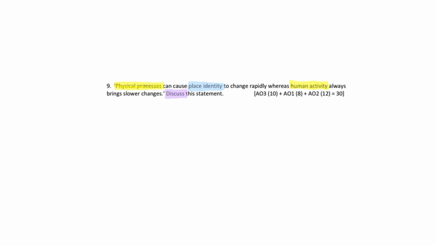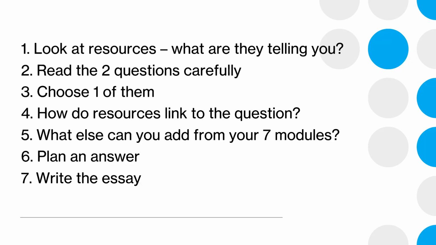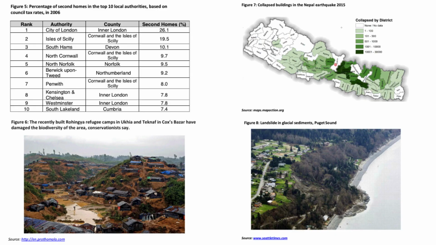All right, let's go back. So just to remember, number 4 is, now we know what the question is, how do the resources link to it? So second homes cause places to change. We did a bit of talk about that. It breaks down the community, makes the prices rise, all of that. We can see that the refugee camps have led to deforestation and other issues.